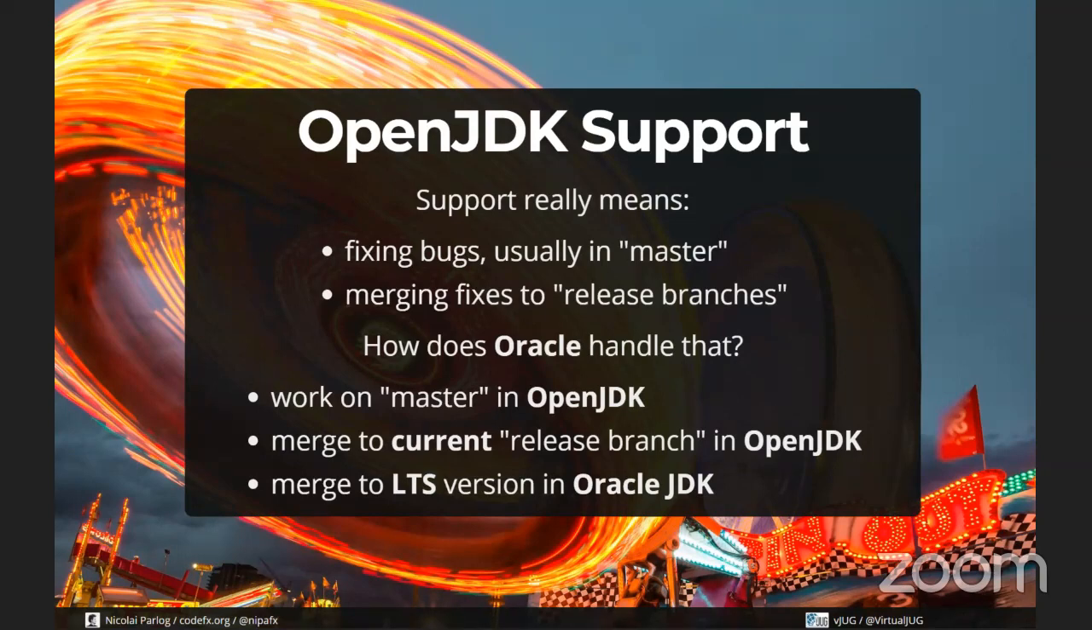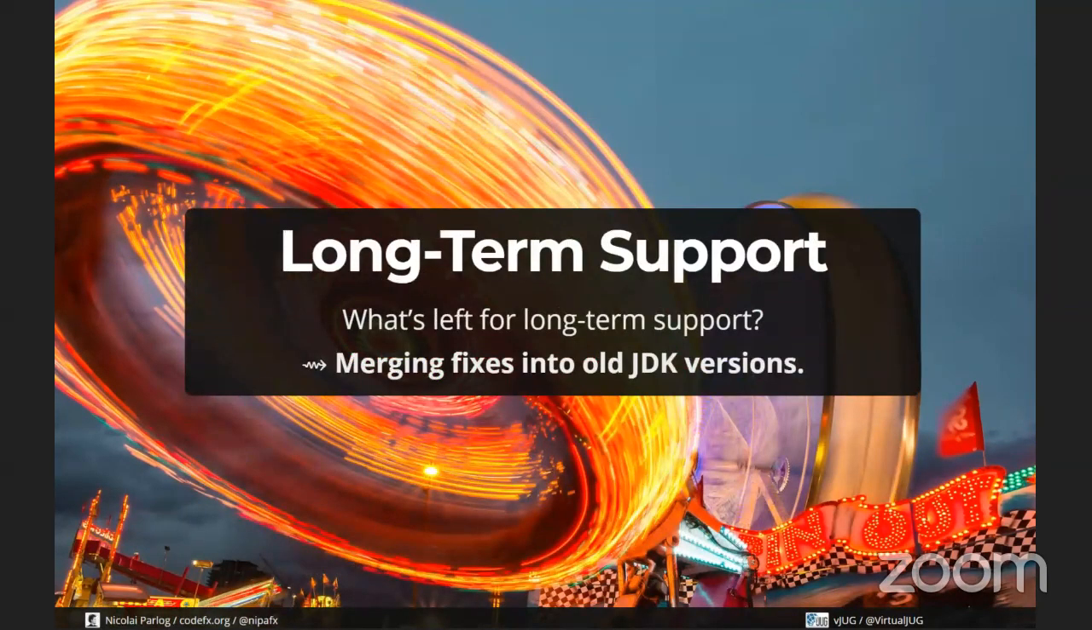And then because Java 11 is long-term support, if you pay Oracle, they would take that fix and also apply it in their own branch, or rather in their own clone, to their own LTS version. So if you want long-term support, particularly if it's for free, what's left to do is merging fixes into old JDK versions. Basically, everything else is already done. If that bug is present on master, somebody already fixed it. They already showed how to merge it from master into, say, 13. Now, all we have to do is merge into all the releases.